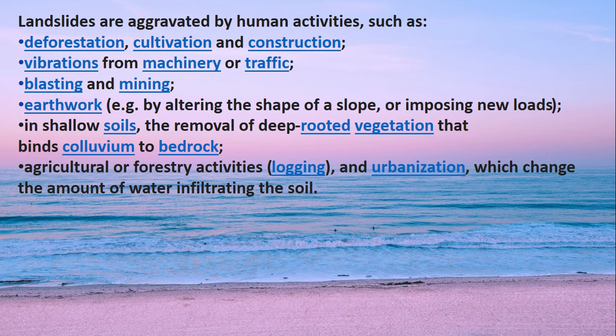In shallow soils, the removal of deep-rooted vegetation that binds colluvium to bedrock. So vertical tree plantation is actually very much needed for landslide prevention. Agriculture or forestry activities and urbanization also change the amount of water infiltrating the soil. So too much industrialization and too much urbanization, both are very harmful for landslides.